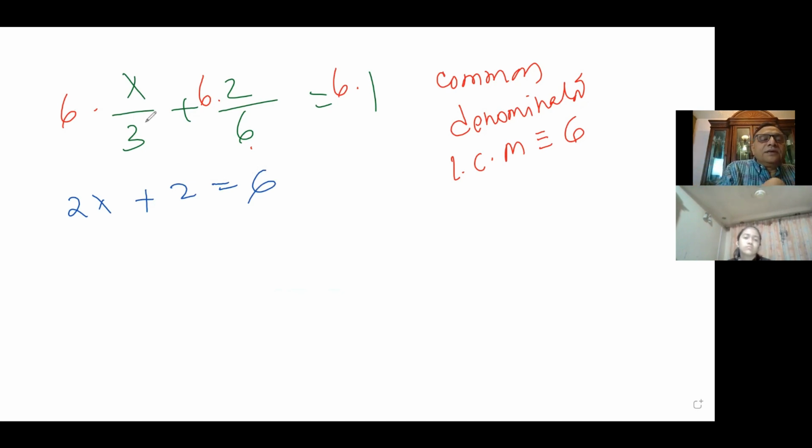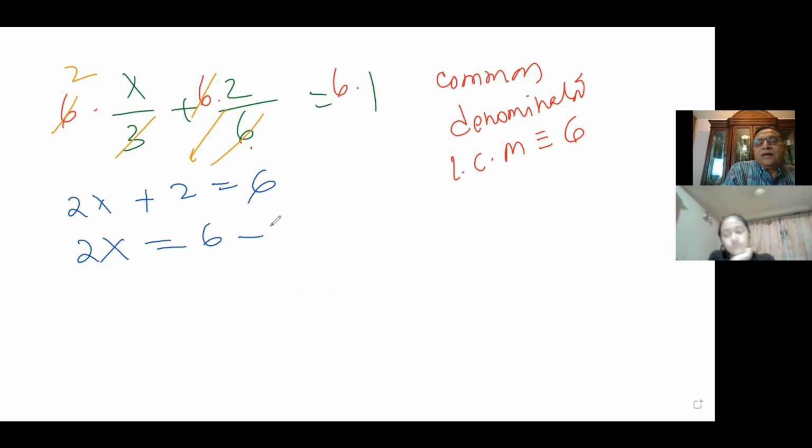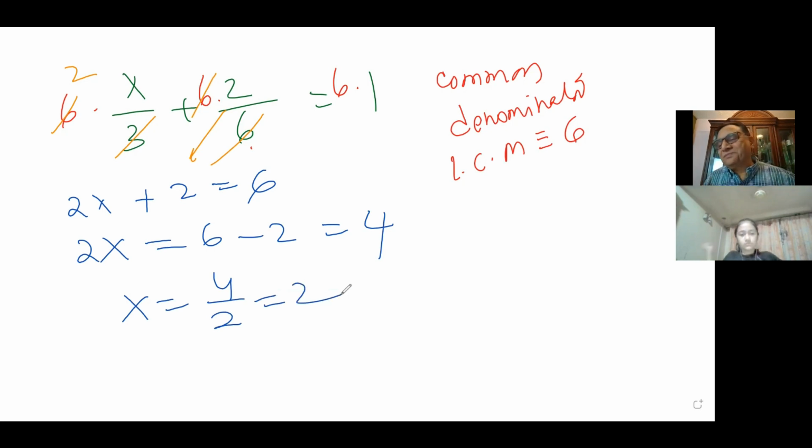Because here 3 goes 2 times in 6, here 6 gets cancelled, you're left with 2, correct? Yes. You get 2 times x plus 2 equals to 6, and now we can solve it. So we can say 2x equals to 6 minus 2, which is 4, and x is equals to 4 divided by 2, which is 2, correct? Yes. That is how we are going to do it. Is this clear to you? Yes. Well, let's take more questions.